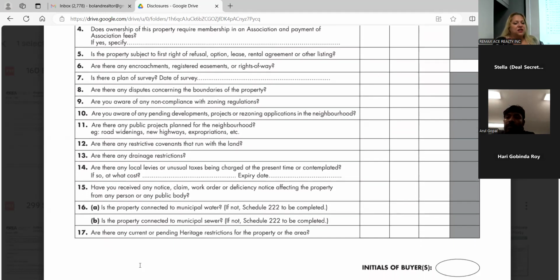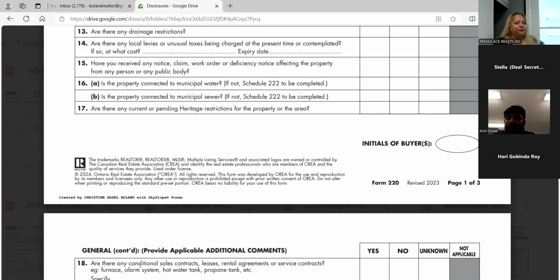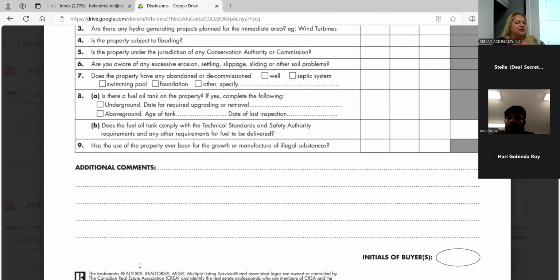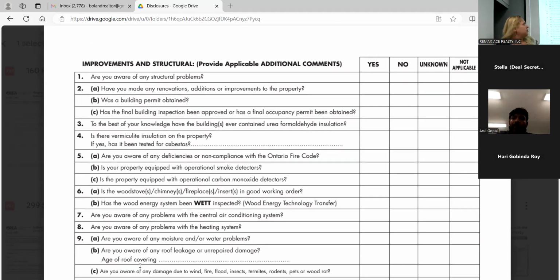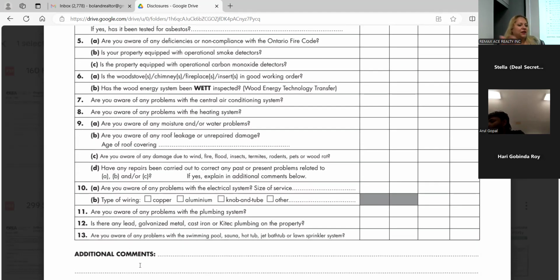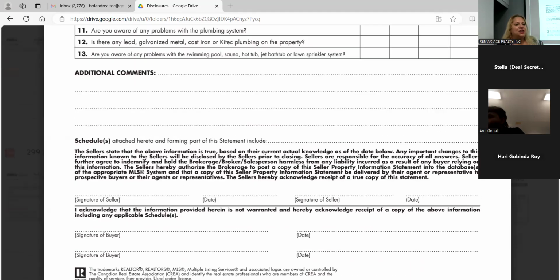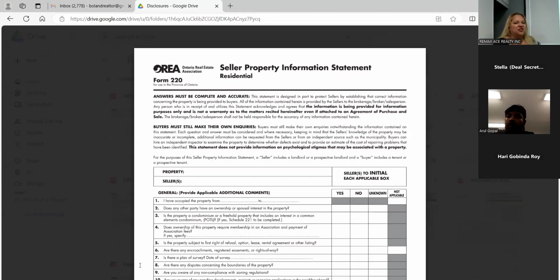But then it also goes on to ask, is it on municipal water? Did you do the roof recently? What are the recent renovations you've done? Any environmental concerns for the property? Any improvements or structural properties? If you have a fireplace, was it WETT inspected? Different things like this. So while I won't encourage you to put this on your listing, and the reason why, do you think I don't encourage us to put this on the listing?